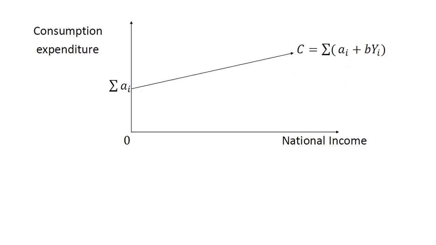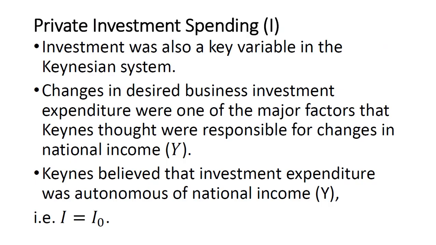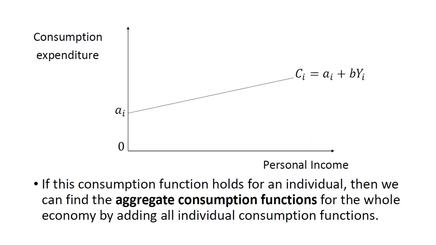So if you sum all these things, you have a function like this: sum of C is equal to sum into bracket A_i plus B y_i. So this is for the individual. So you sum it over the entire economy, we have a function like this.